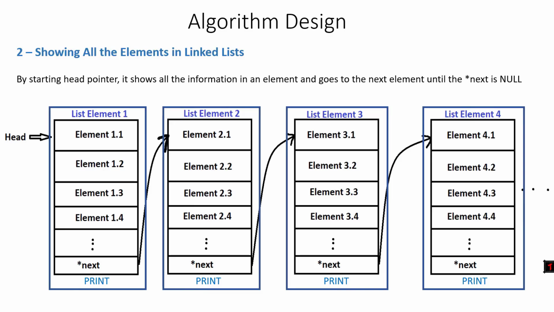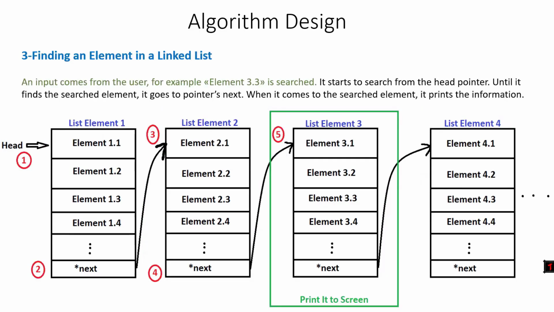To show all the elements in a linked list, it starts from the head pointer, reads all the data in the element and moves to the next element until the next pointer is null. To find an element in a linked list, it starts to search from the head pointer until it finds the searched element, going to the next pointers. When it comes to the searched element, it prints the information.